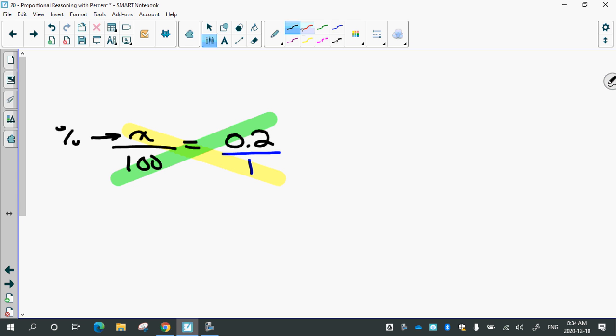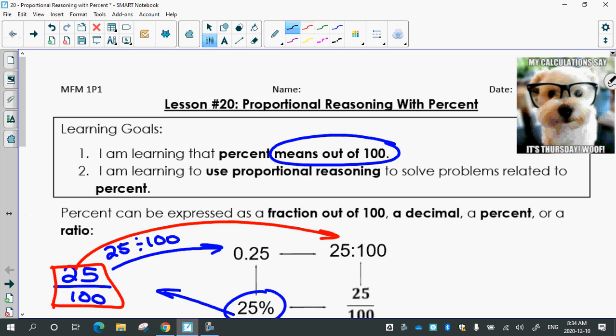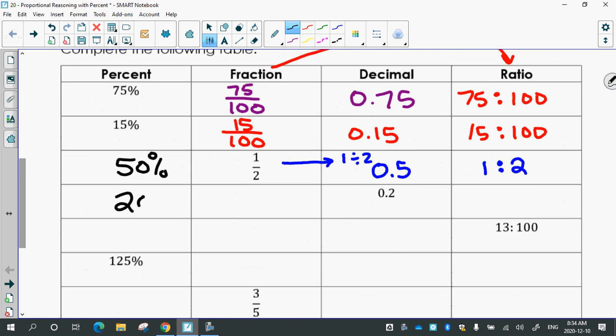So we can use our cross-multiplying to find x. X times 1 is x. 0.2 times 100 is 20. Okay. So now we know that it's 20%, but we also know it's 20 out of 100, because those are two ways of writing 20%. Okay, so we can fill in both of those columns in our chart. 20 out of 100, which means we can do the ratio as 20 to 100. All different ways to write 20%.